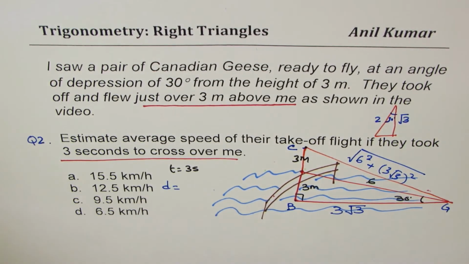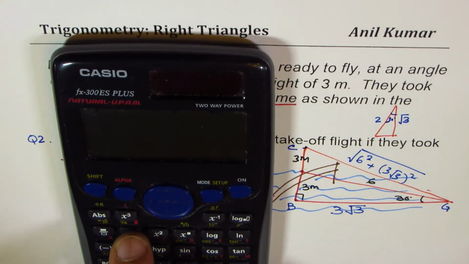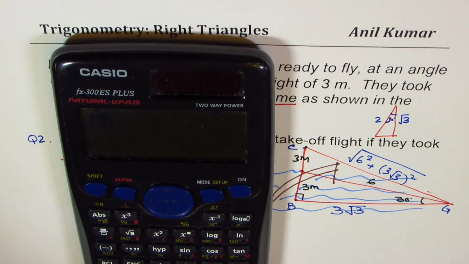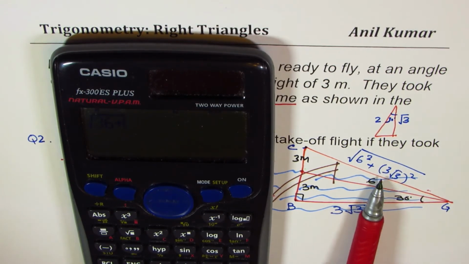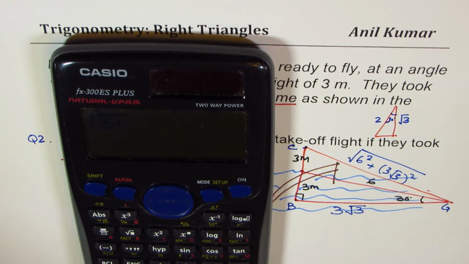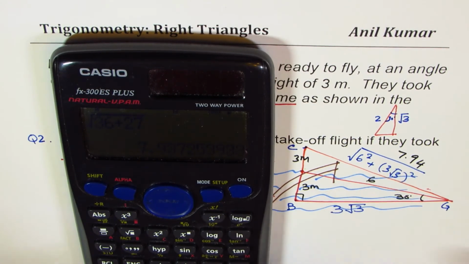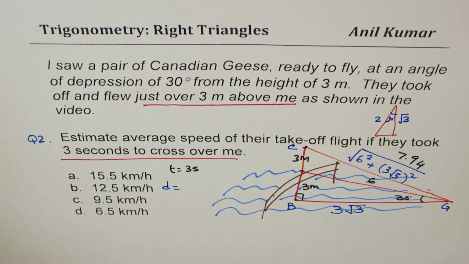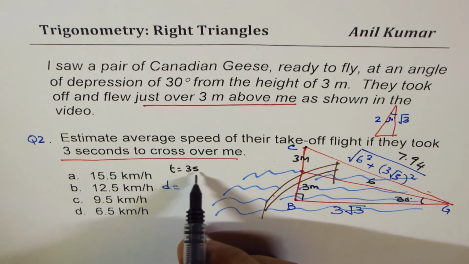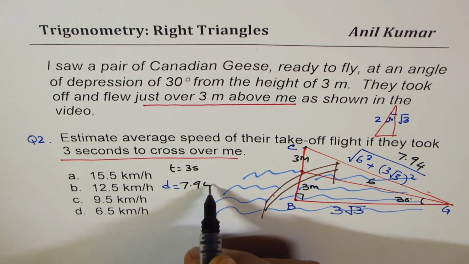Let's calculate this distance and find the speed, right? So this is square root of 6 squared is 36 plus square of 3 square root 3, which is 9 times 3, that is 27. So I'll add 27 and find the square root. In decimals, we can write this number as 7 point, let me round it to 94, okay. Now if that is the distance, and we know it takes 3 seconds, so I'll write distance as 7.94.